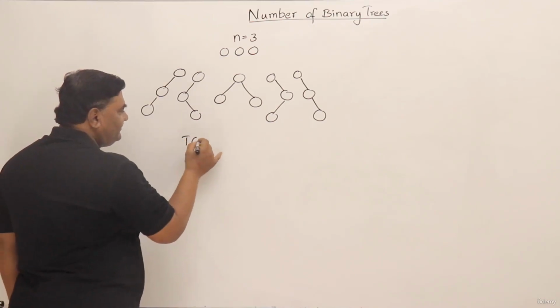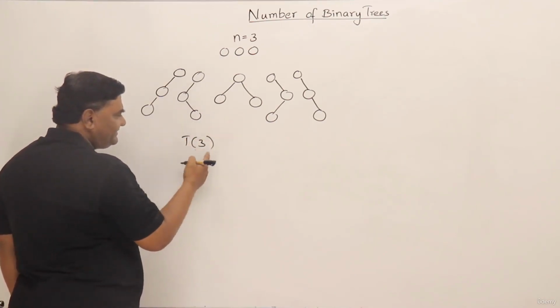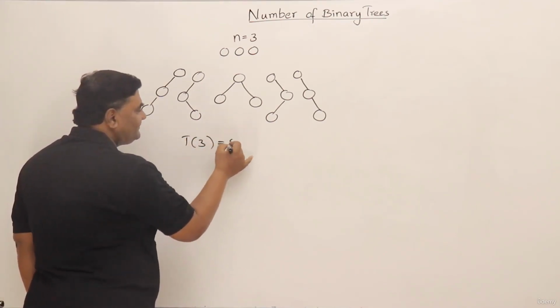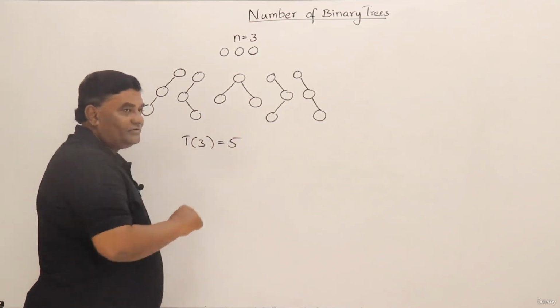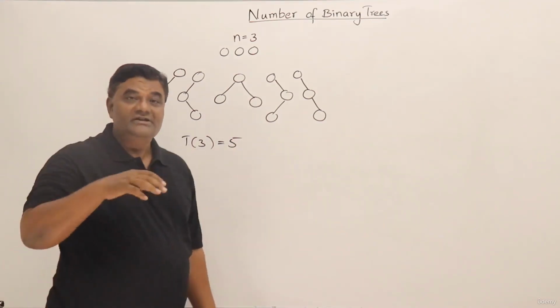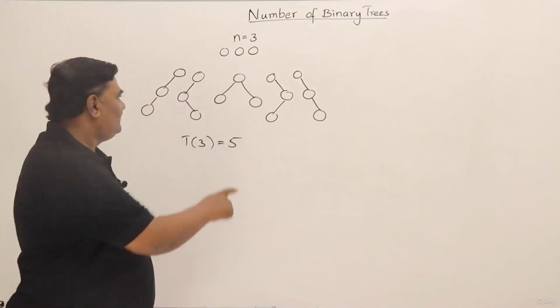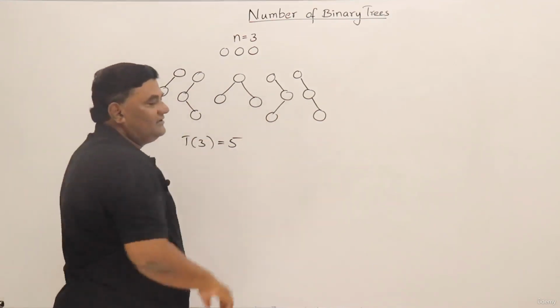So if there are 3 nodes given, number of trees, if it is a function, then the value of this function is 5. So if there are 3 nodes, we can generate 5 different shaped binary trees. 1, 2, 3, 4, 5.